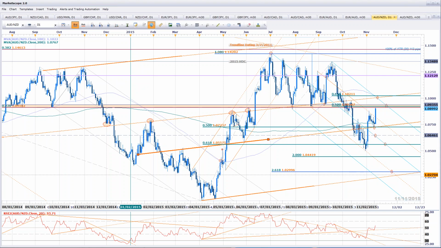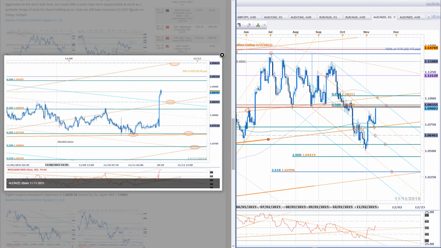All right. So that's Aussie Kiwi. Look for a pullback here. Again, if we get a rally or another attempt at that 50% retracement and it holds, it might be a decent short position. Inevitably, we'd be looking to buy that pullback in Aussie Kiwi.